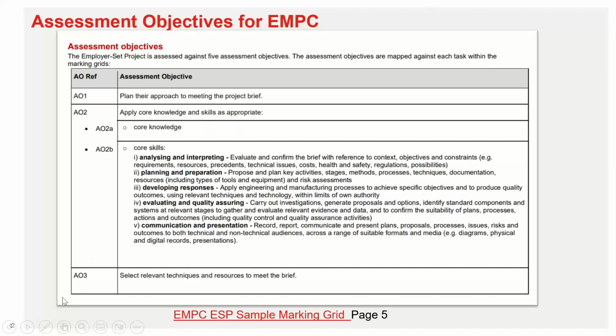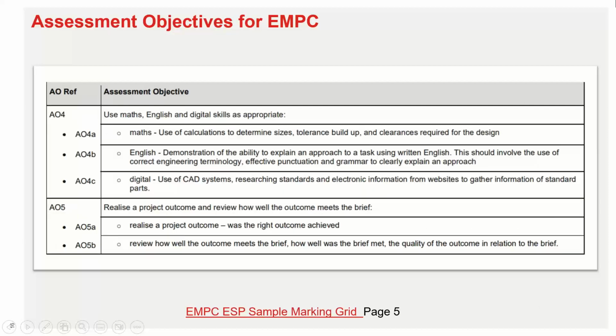If you look at the bottom of the slide, we've included a link to the sample marking grid, so you can spend a little bit more time going into the detail of that. Moving on to AO4, which is maths, English and digital skills. You can see how they're broken down. AO4A is about maths, AO4B is about English, and AO4C is things like digital. What we've done is apply those to where that will be relevant in the ESP for MPC.